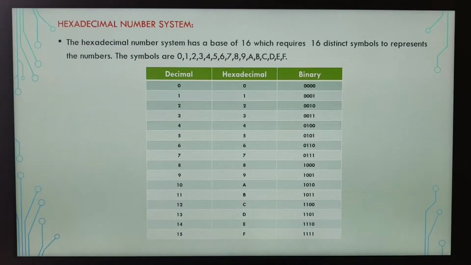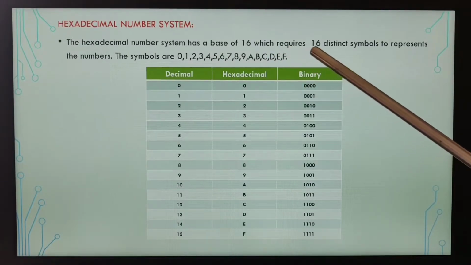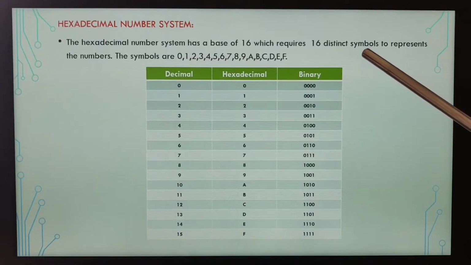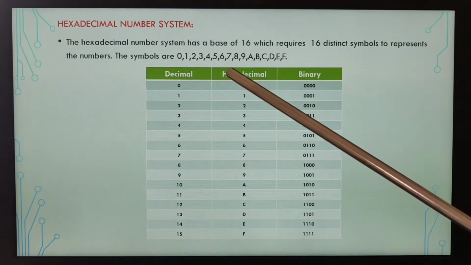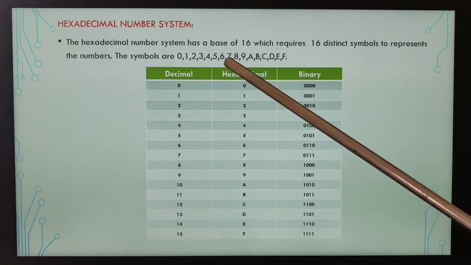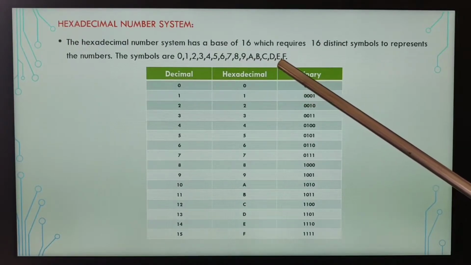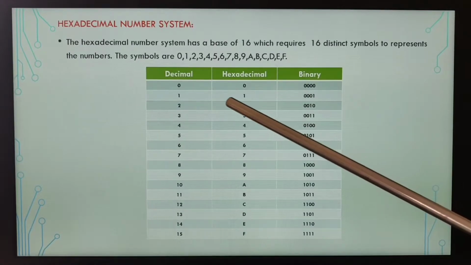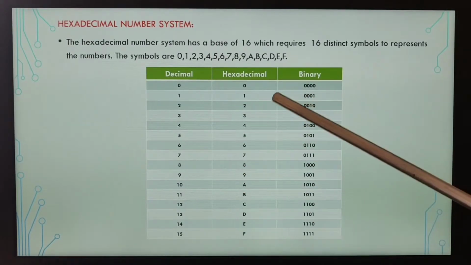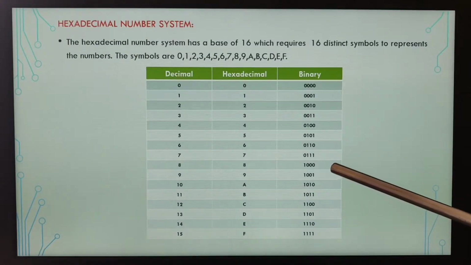Hexadecimal number system. The hexadecimal number system has a base of 16, which requires 16 distinct symbols to represent the numbers. The symbols are 0, 1, 2, 3, 4, 5, 6, 7, 8, 9, then A, B, C, D, E and F. So this chart shows the decimal number system, then the hexadecimal number system, and this is the binary number system.